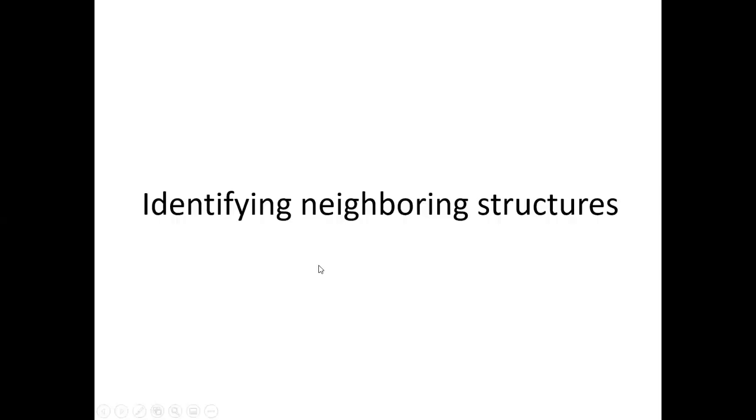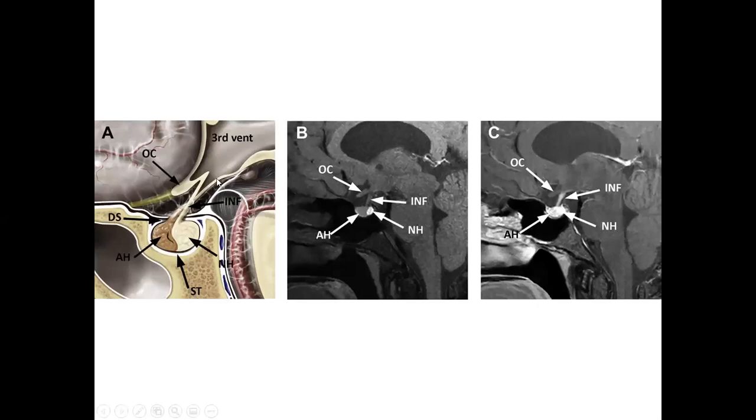Let's see one again. How do we identify the neighboring structures? Here, this is the anterior pituitary, this is the posterior pituitary, this is the sella turcica, this is the sphenoid sinus, this is the dorsum sella turcica, and this is the infundibulum. This is the third ventricle, and this is the optic chiasm. Let's see: anterior pituitary, posterior pituitary, infundibulum, and optic chiasm.